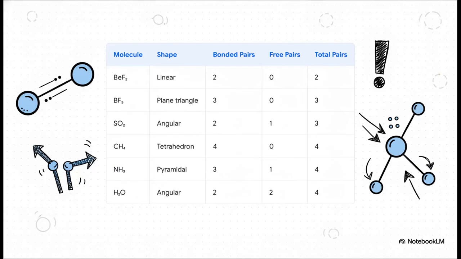This table shows exactly how that pushing and pulling works. So let's look at beryllium fluoride. See? It's got two pairs of electrons and bonds, and no free pairs hanging around. To get as far apart as they can, they just form a straight line. Simple. But now, look at water, H2O. It also has two bonding pairs, but, and this is key, it also has two lone pairs just sitting there. Those extra pairs push down on the bonds, bending the whole molecule into that famous V shape. It really is all about that simple repulsion.